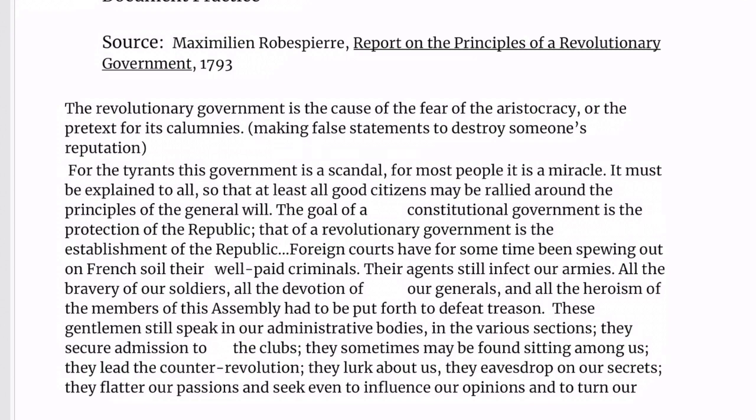The revolutionary government is the cause of fear for the aristocracy, or the pretext for its calumniators, making false statements to destroy someone's reputation. For the tyrants, this government is a scandal. For most people, it is a miracle. It must be explained to all so that at least all citizens may be rallied around the principles of the general will. The goal of a constitutional government is the protection of the republic. That of a revolutionary government is the establishment of the republic.